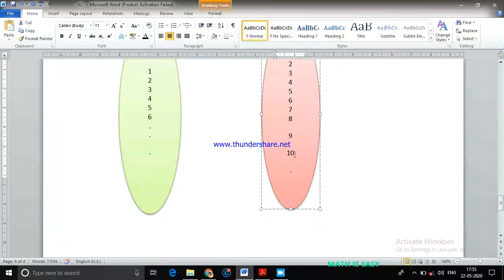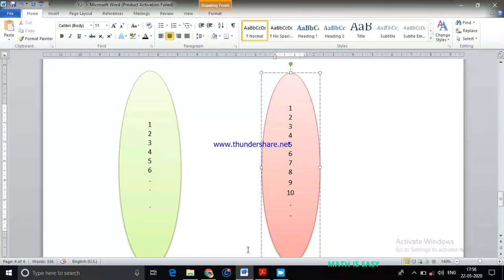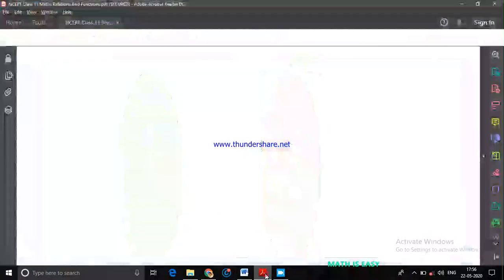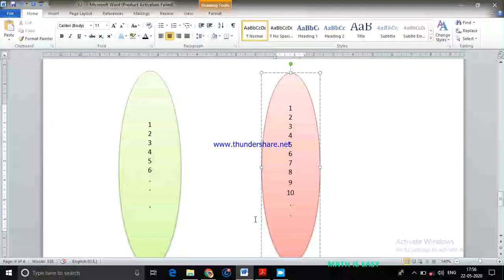Okay. Let me further simplify it. Okay. So these are the elements. Now, what are the conditions on x and y? What are the elements that are mapping? X is a natural number which is less than 4. So, what are the natural numbers less than 4? 1, 2, 3. So, the possible values of x are, let me write here.